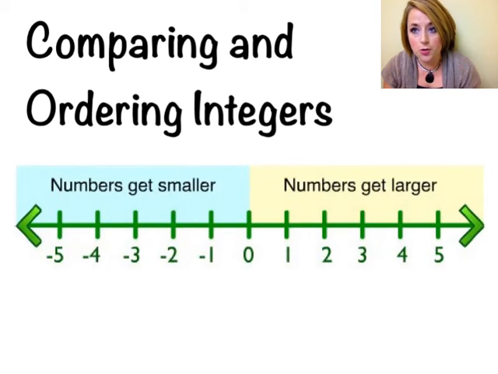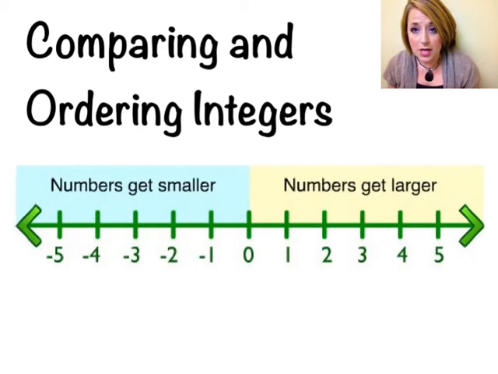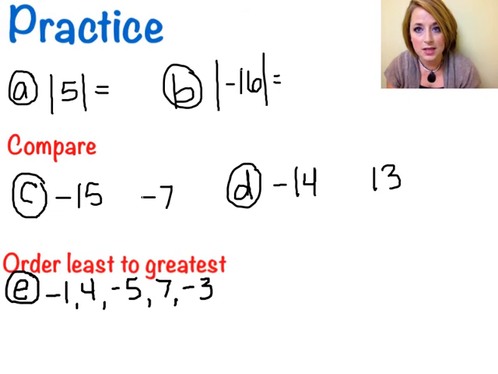For comparing and ordering integers, the main thing to remember is when you're looking at a number line, numbers get smaller the farther they are to the left. Numbers get larger the farther they are to the right. So you want to picture a number line, or if you're not real comfortable with that, you could actually have a number line in front of you to compare or order these numbers. So let's practice a little bit.